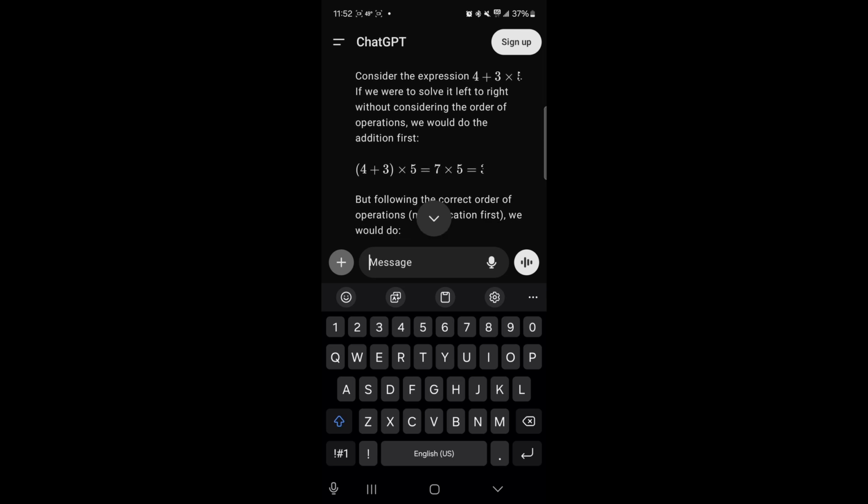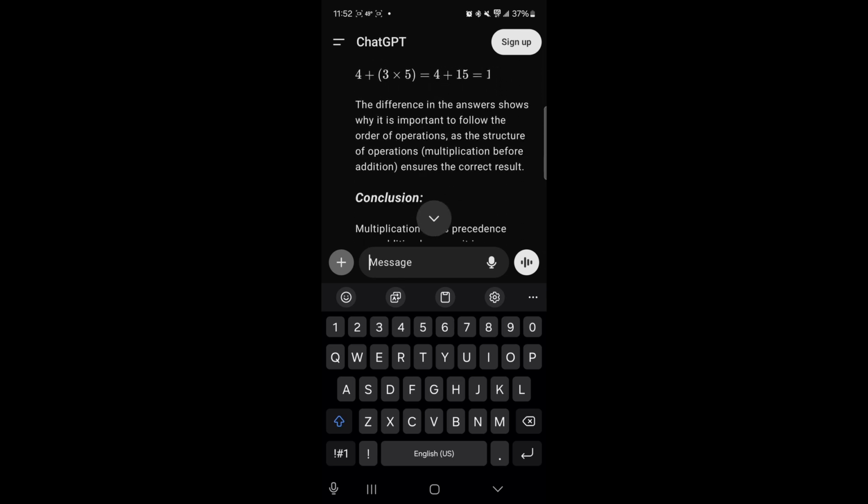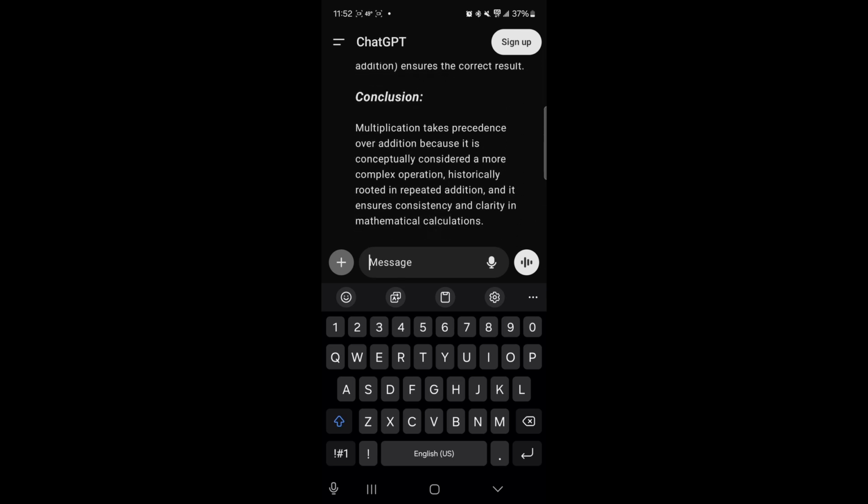All right, so yeah, that goes into a lot more stuff. I'm just going to go to the conclusion because this is going on quite long. Multiplication takes precedence over addition because it is conceptually considered a more complex operation, historically rooted in repeated addition, and ensures consistency and clarity in mathematical calculations.